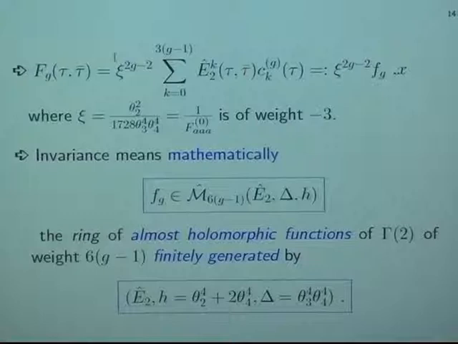the expression for the F_g, where, since this guy is invariant, the sigma has to have modular weight minus 3, and then the F_g are all modular forms of the appropriate weight, which is 6g minus 6. The invariance of the F_g just means mathematically that the whole thing is in the ring of almost holomorphic modular forms of Gamma(2), and they are finitely generated by this E2 and a combination of Jacobi theta functions, this one and this one. So already the problem is reduced to a finite problem.